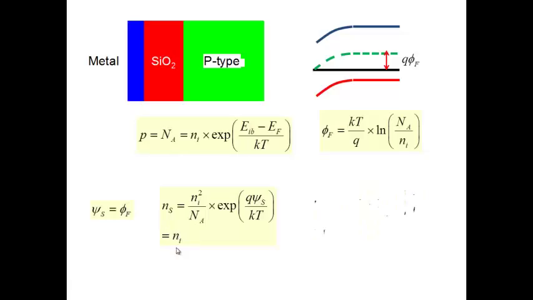to Ni. Similarly, Ps is equal to Na exponent minus Q psi s by KT. Put here psi s equal to phi f and work it out, you'll see Ps equal to Ni. So this is what is happening under this condition here, when I draw a diagram like this.